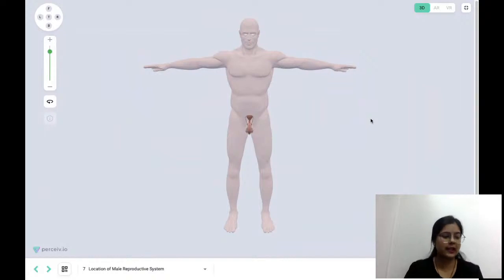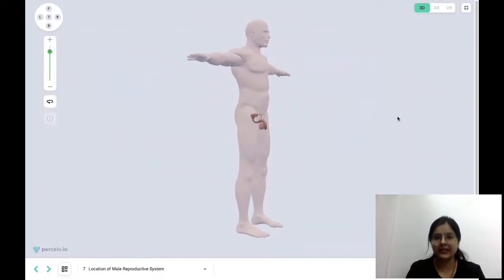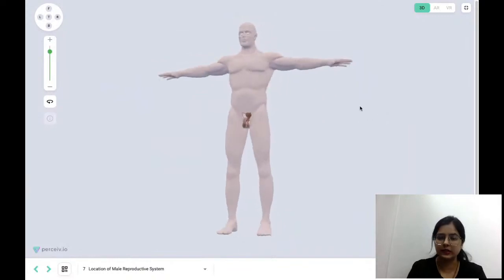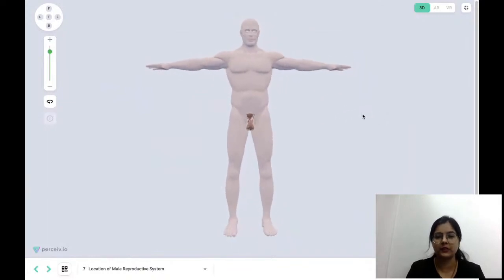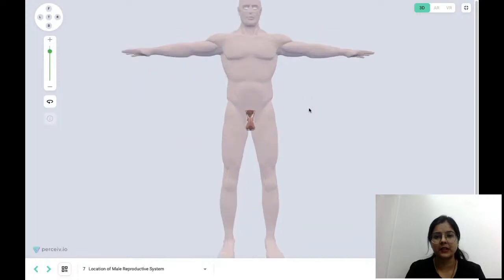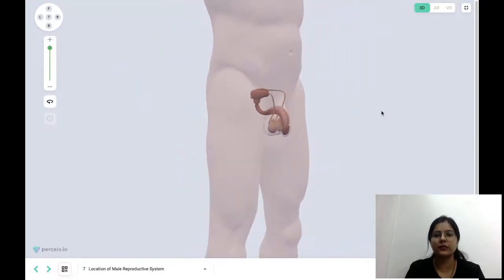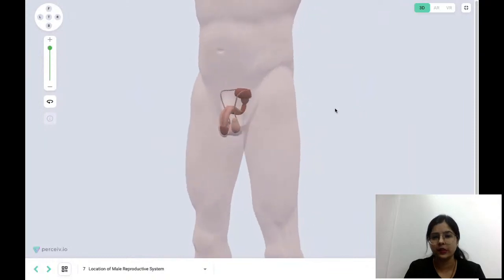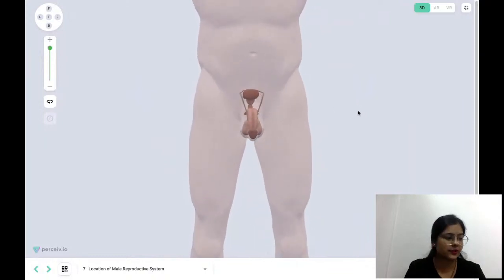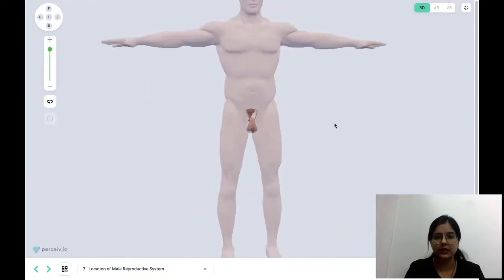Can see is that this is the male skin with the male reproductive system, human skin with the male reproductive system basically. And if I just maximize this model a little bit over here, you can see the localization is more or less in the lower abdominal region. तो जो entire male reproductive system होता है ना, वो basically lower abdominal region या lower that we have seen.